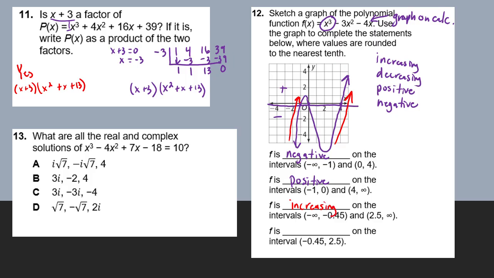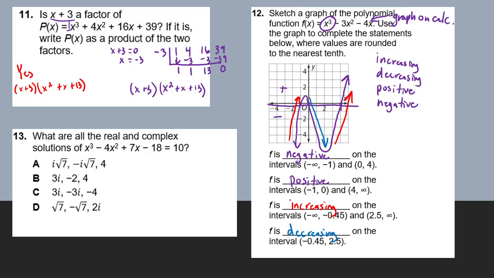Okay, if we look at that last one, it says between the negative 0.45 and 2.5. So that's between this max and that min. It is going down, so that is decreasing.